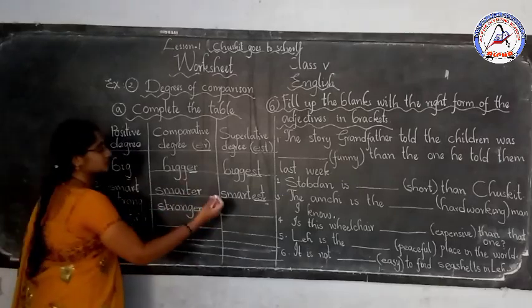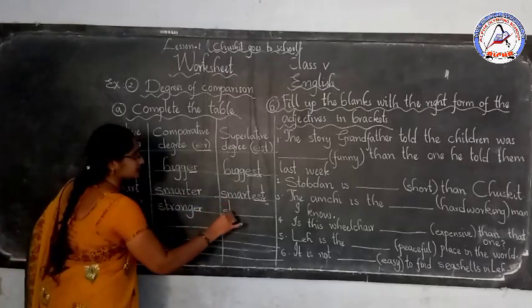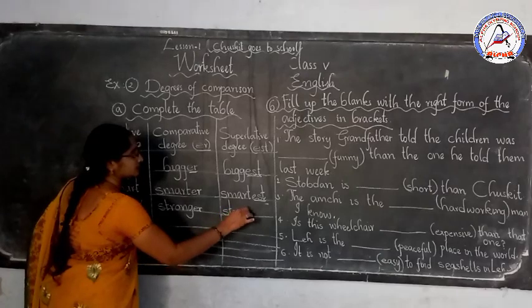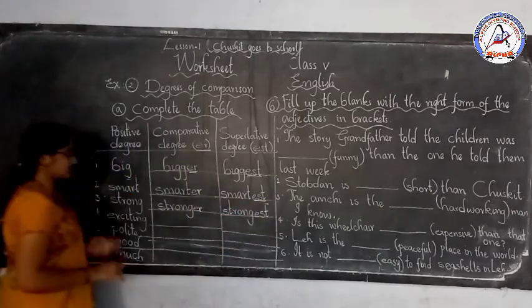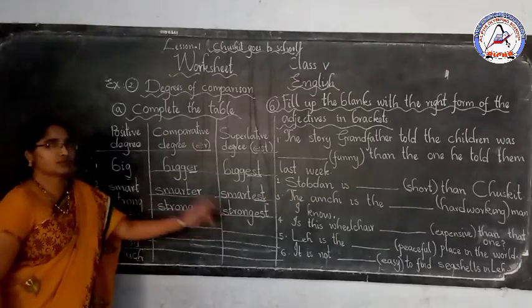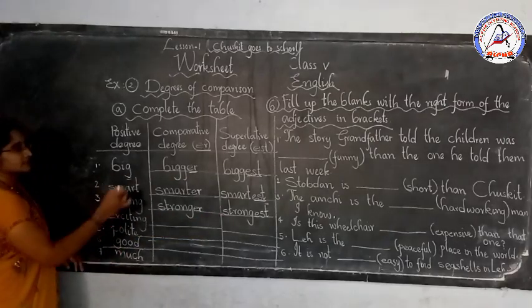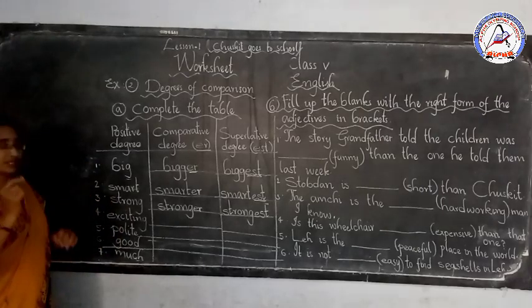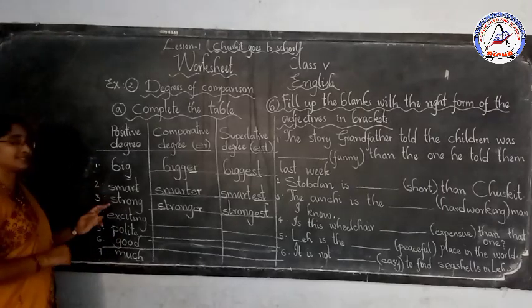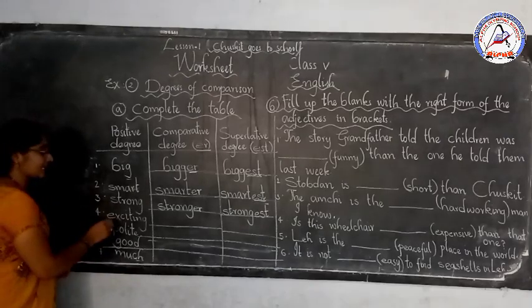Now you have to write the superlative form. Strongest. Strong, stronger, strongest. Now let us write the comparative form of exciting. See here, big is one syllable, smart is one syllable, strong is one syllable. Now let us see exciting.